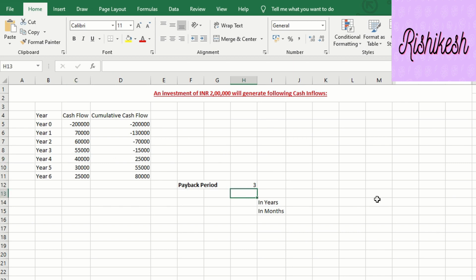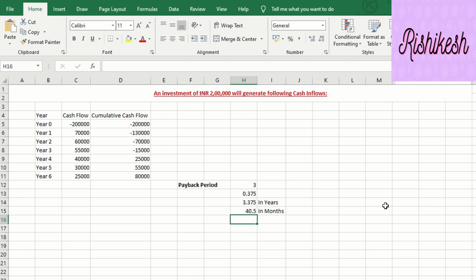So what will be the time taken to consume this 15,000? That will be 15,000 divided by 40,000 that you have generated in complete year 4. And that will give you 0.375 years. So your payback period will become 3 plus 0.375, and that will come out to be 3.375 years. And if you want to calculate it in months, you just have to multiply this with 12. So that will come out to be 40.5 months, means 40 months and then half month.